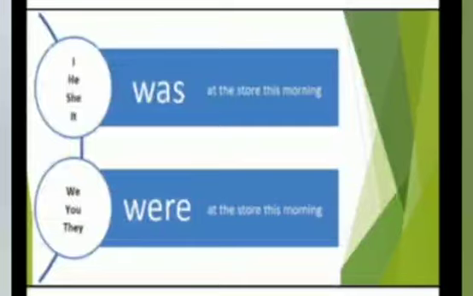Okay. Now come to the down part. We were at the store this morning. You were at the store this morning. They were at the store this morning. You can see we, you and they. I told you earlier also, in English grammar, we always treat them as plurals. So with plurals, we always use were. So we have used were to complete this sentence.